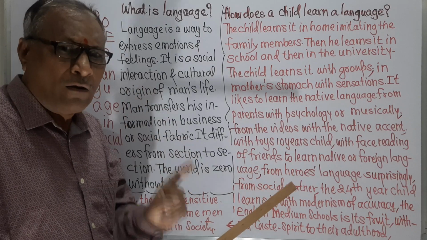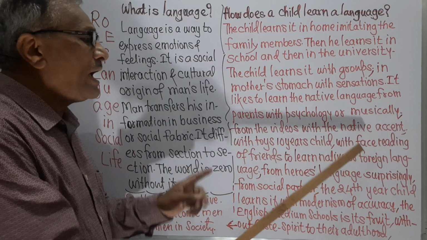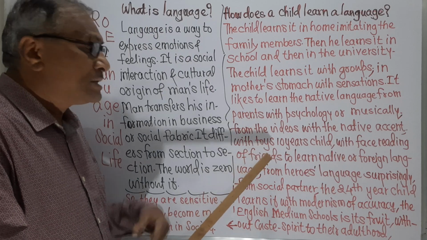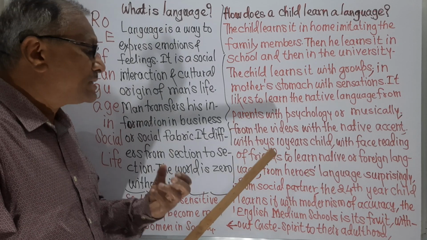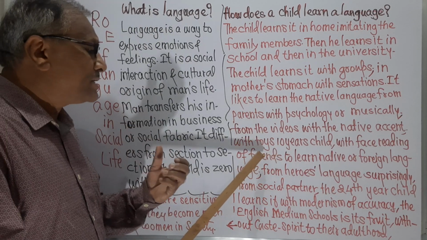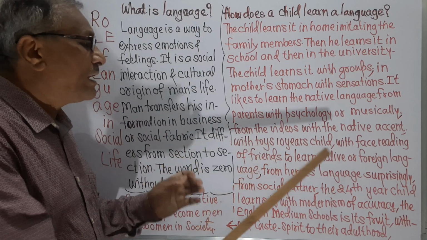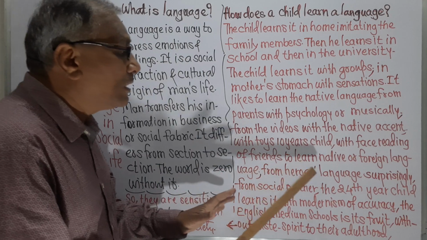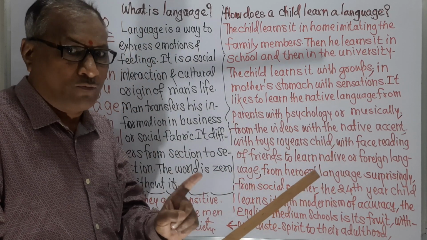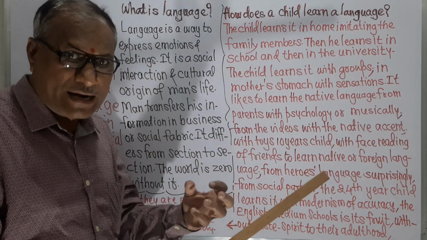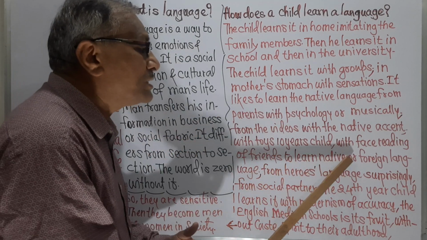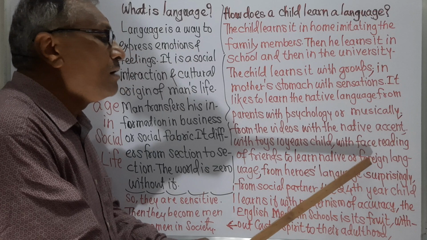With face reading of friends. Remember, this child learns the language by reading the faces of his friends, because there are his friends. His friends are male friends, his friends are female friends, and that's why he learns that language with the help of the friends. To learn the native language, there also with his friend circle, he learns the native language, and then he learns the foreign language.